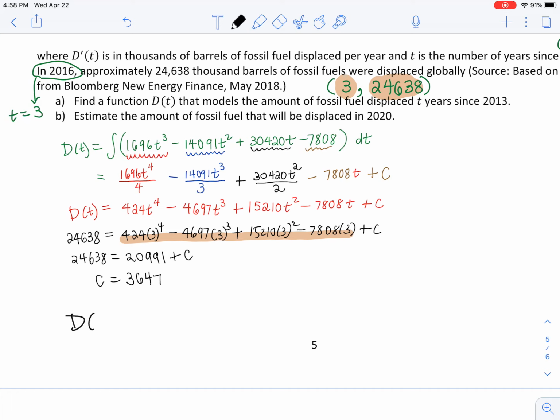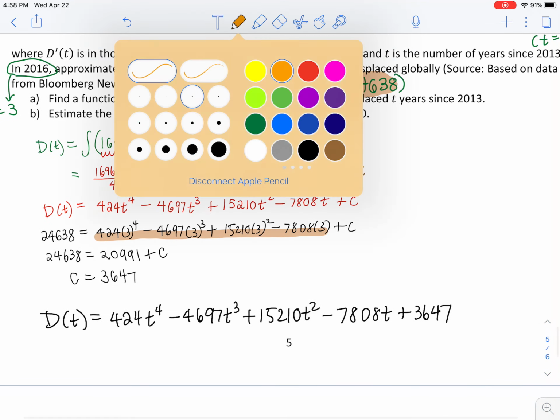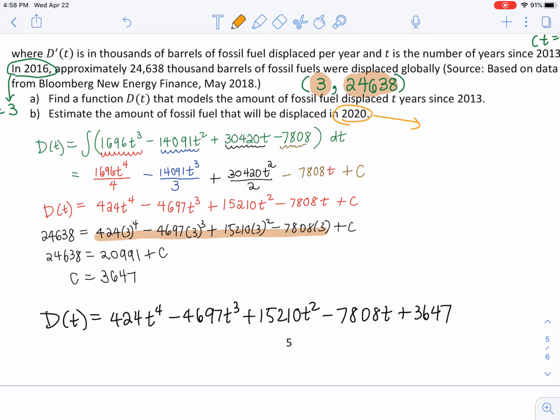3,647. Ta-da! All right, I found it. So I can give them the real D of t, the one that doesn't have c. So let's go in and write that down. D of t equals 424 t to the fourth minus 4,697 t cubed plus 15,210 t squared minus 7,808 t, and then plus 3,647. That's the D of t.